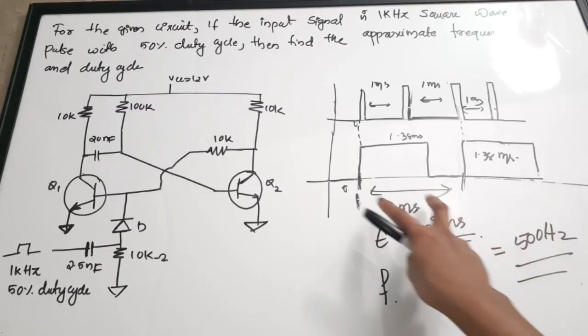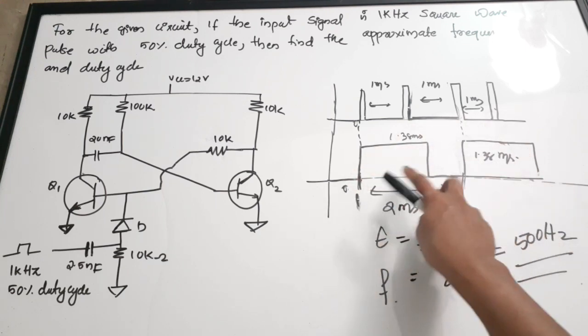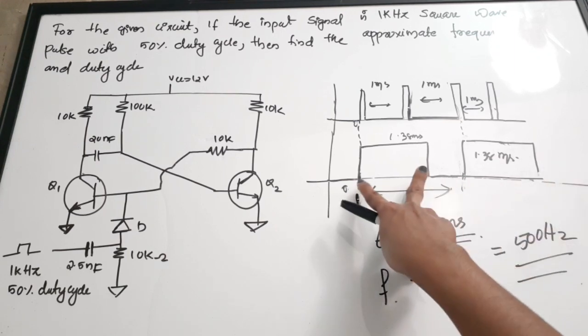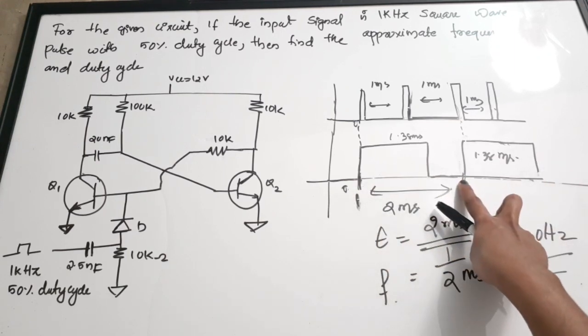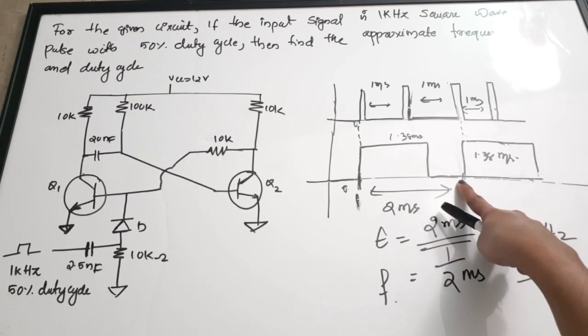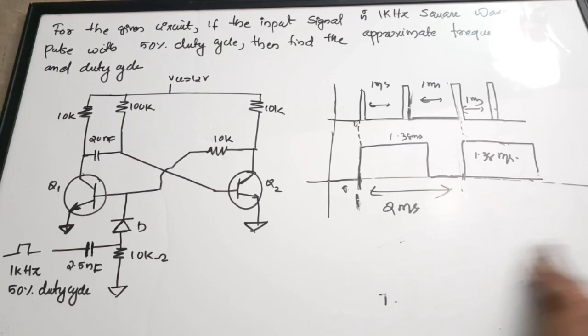So if you're not clear about what I said, I'll tell it once again. See, the wave is repeating after every 2 milliseconds. So it started from here, and after 2 milliseconds, it is again starting. Then from this point, after 2 milliseconds, it will again repeat. So the time period of the wave is 2 milliseconds, and the frequency is 1 by 2 milliseconds, which is equal to 500 Hertz.